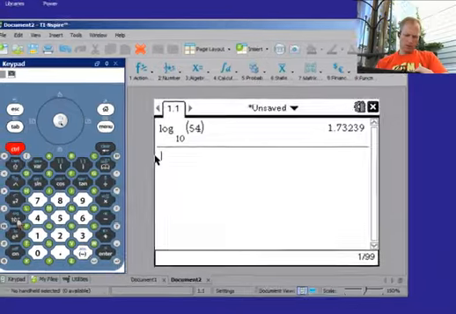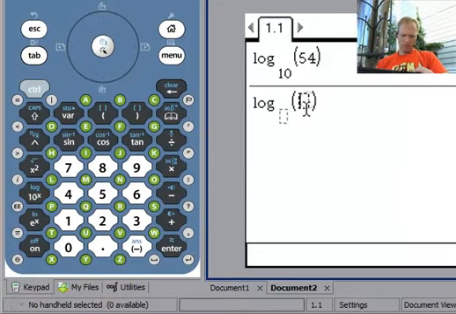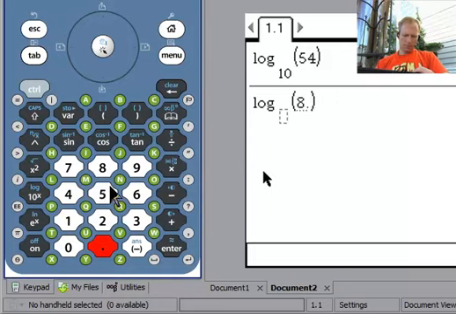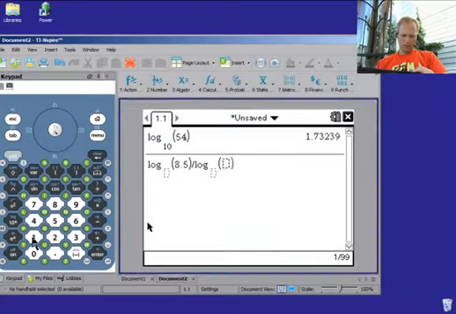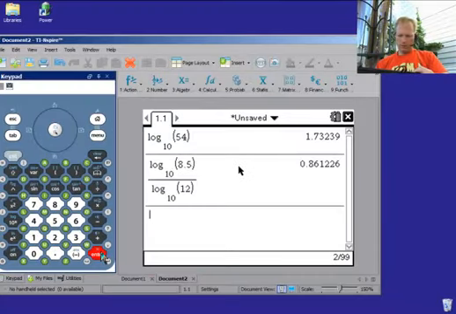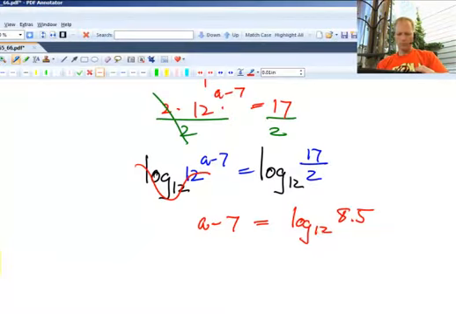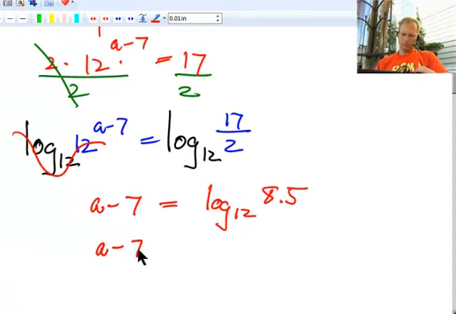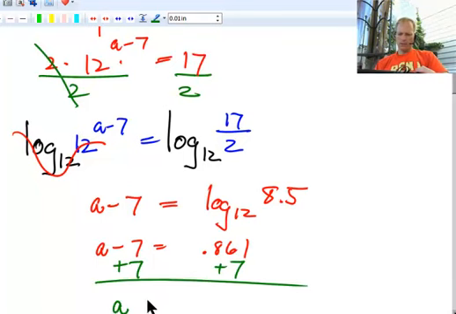So log 8.5 divided by log 12, and I get 0.861. And then the last step is I just need to add 7 to both sides. And that gives me a equals 7.861.